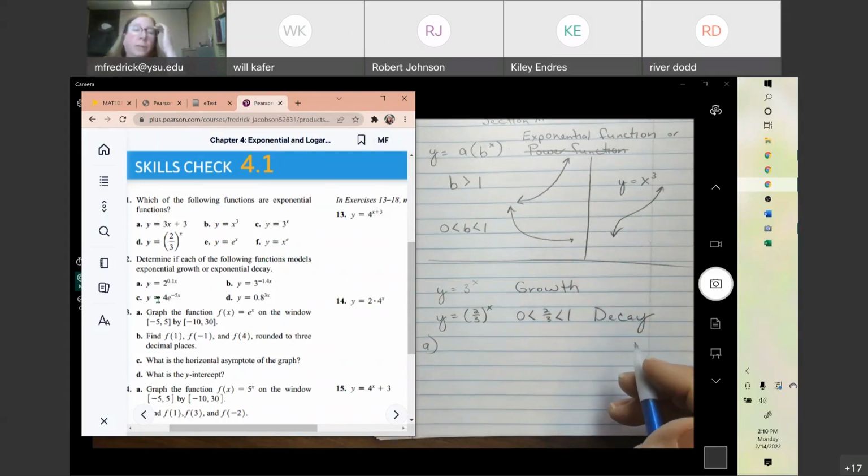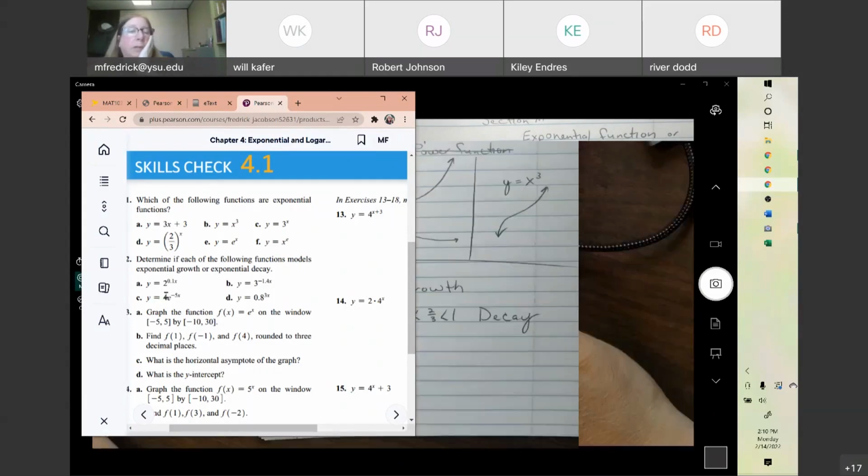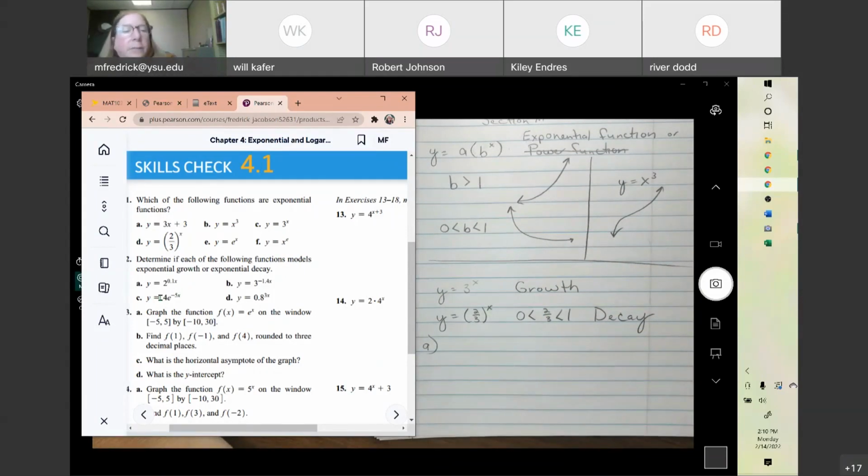Okay, the next group just wants us to say if it's exponential growth or decay. They're all exponential. Now, the things you need to be careful of. 2.1 to the x, the 2.1 is greater than 1. That is a growth. And if we look at D, 0.8 is less than 1. It's between 0 and 1. It's a decay. But these other two, notice there's a negative in the exponent.